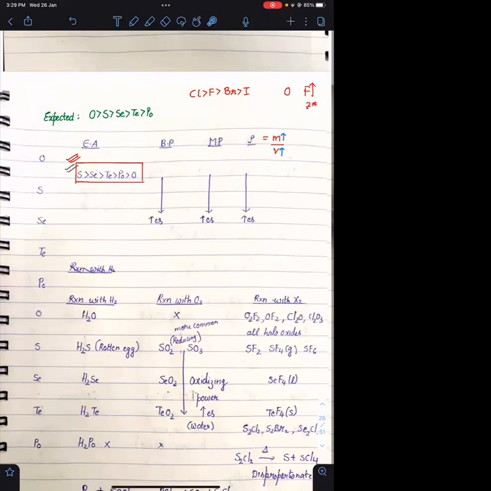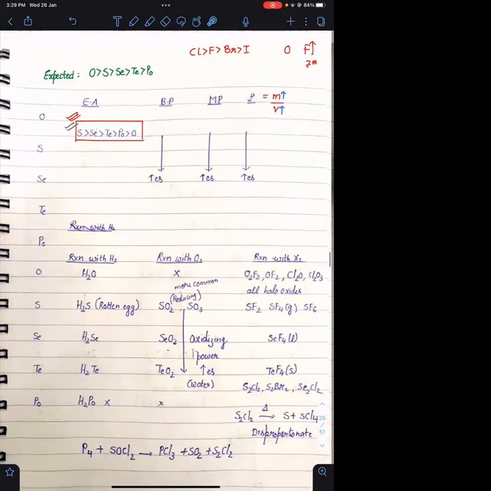For any of the groups in the periodic table, the general trend is, there can be some exceptions here and there, but the general trend is always down the group, the density is going to increase. Matlab mass will be increasing more when compared to the volume. Is that clear? As a result, density increases, isme kuch exception nahi hai. Okay? Any doubt?